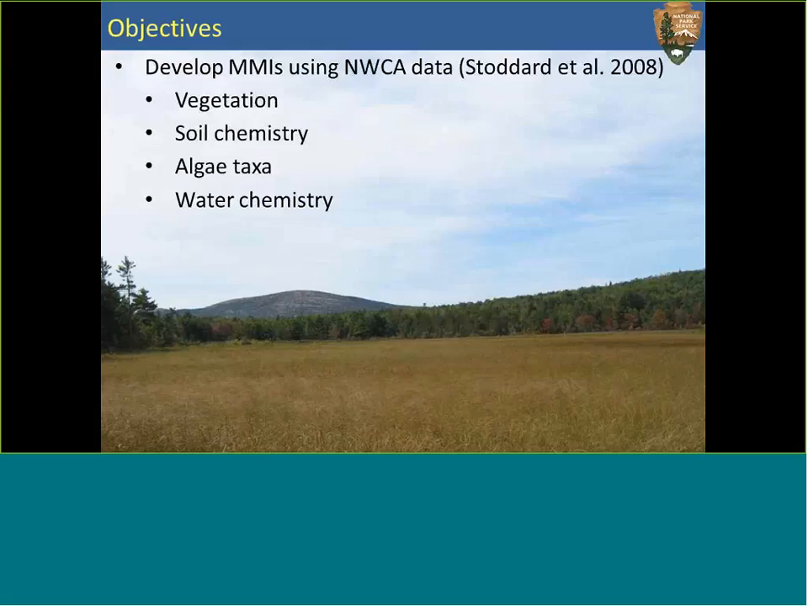Okay, so the objectives of my study were to develop MMIs using the National Wetland Condition Assessment data for vegetation, soil chemistry, algae taxa, and water chemistry. I used Stoddard et al., which is a process that EPA developed. It documents how to build MMIs. It's also what EPA used for the vegetation MMI. It's really well documented, really easy to follow, and I encourage anyone to look at that paper if they're interested in this process.